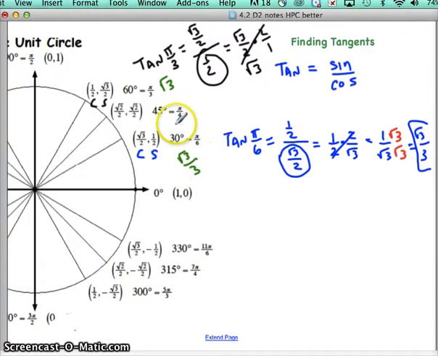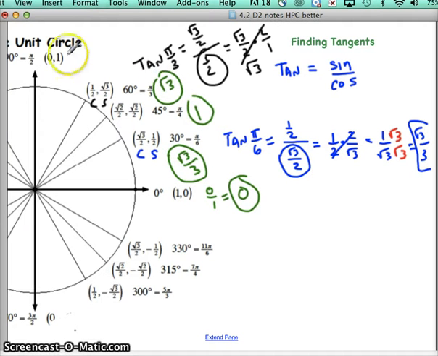Okay, now look at 45 degrees. If I did sine divided by cosine, I would have something divided by itself. Anything divided by itself is 1. So the tangent of 45 degrees is 1. Look over here. If I did sine divided by cosine, that would be 0 divided by 1, which is 0. Okay, so these are all the tangent values. Up here, if I did tangent, it would be sine divided by cosine. It would be 1 divided by 0, which is undefined.